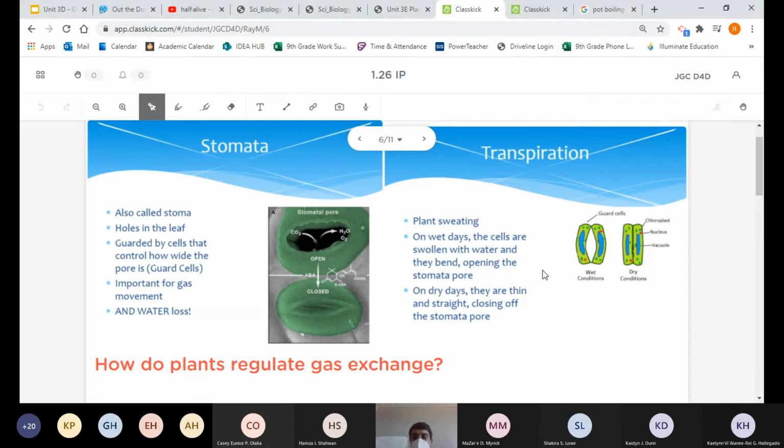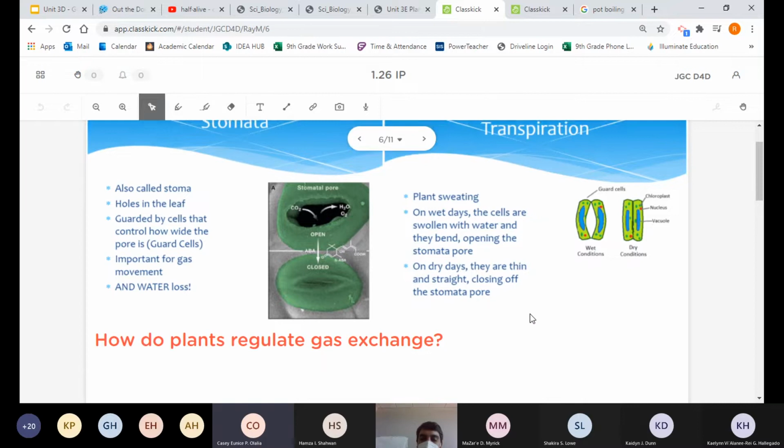And actually, I meant for someone else to read this. Will someone else read this text underneath transpiration for me? Okay, plant sweating. On wet days, the cells are swollen with water and they bend, opening the stomatopore. And on dry days, they are thin and straight, closing off the stomatopore. Very good. Thank you so much, Casey.